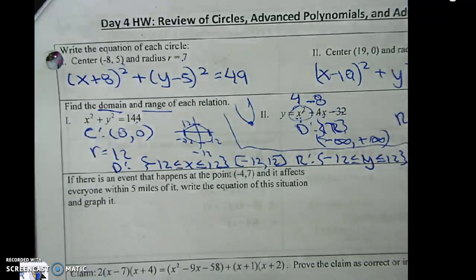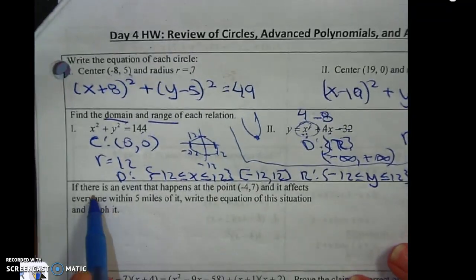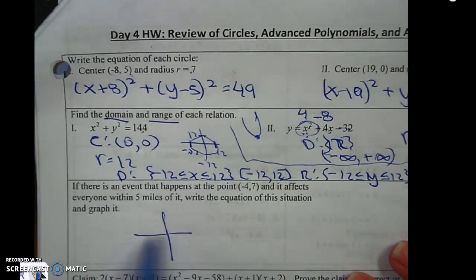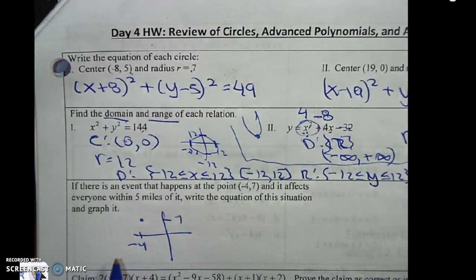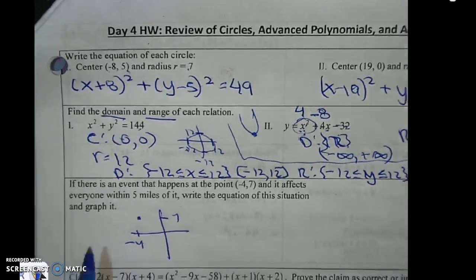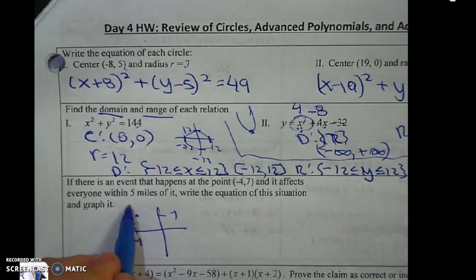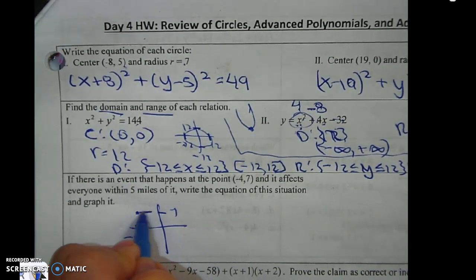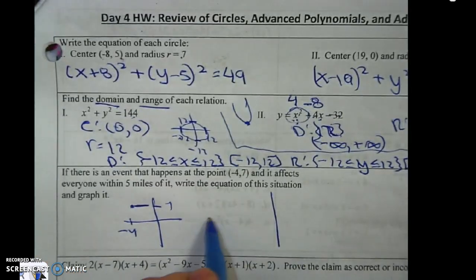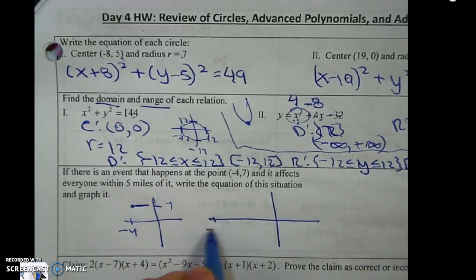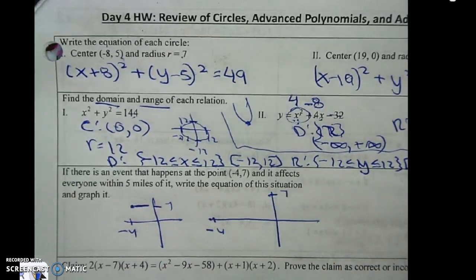Okay, it looks like here there's a word problem. Okay, there's an event that happens at the point negative 4, 7. Negative 4, 7. And everyone within 5 miles gets affected, so that's what a circle is. So in a sense, 5 represents your radius. So I think I'm actually going to redo this, and I'm going to make more space.